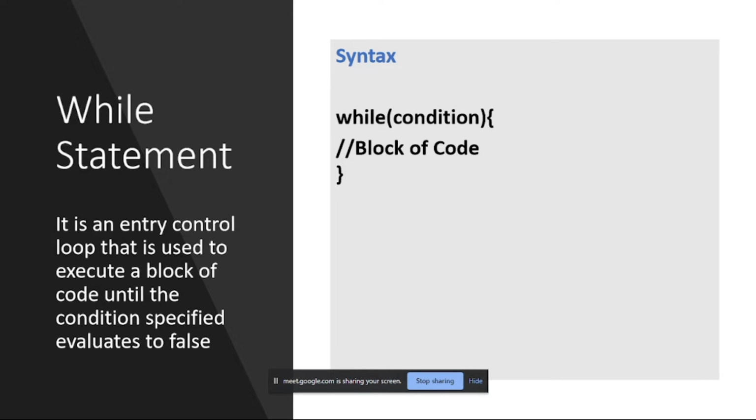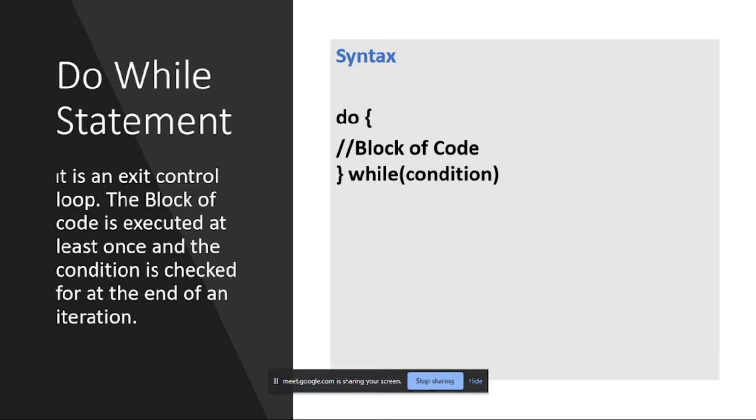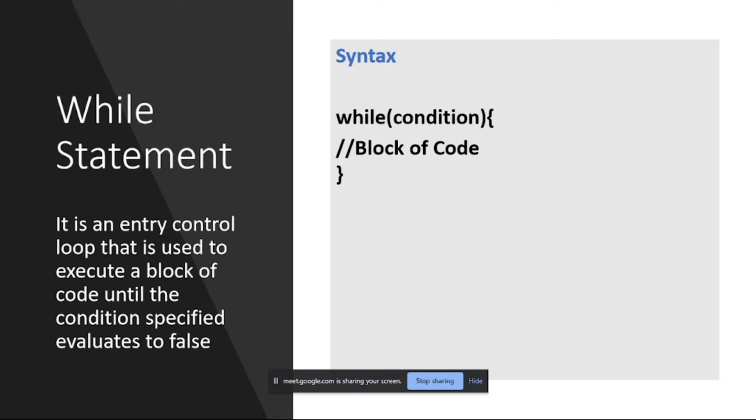Yes, perfect. Okay, now do while. I just want to read this definition, and it says it is an exit control loop. What could that mean? A while statement is an entry control loop. Entry control and exit control. What do you think? Why is a while statement called an entry control loop?